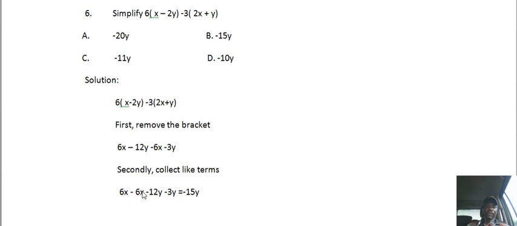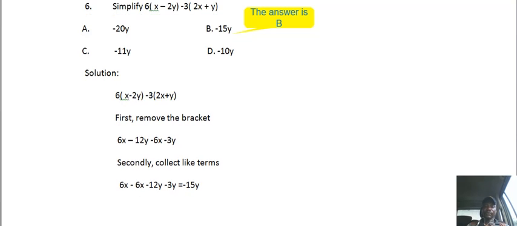6 minus 6 is 0. Then minus 12y minus 3y will give us minus 15y, because both of them are just like when you are owing debt. When you are owing 12 naira and you are still owing 3 naira, definitely you are owing 15 naira. So our answer to this question 6 is B, which is minus 15y.